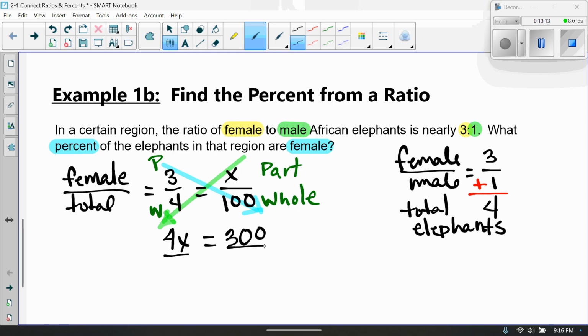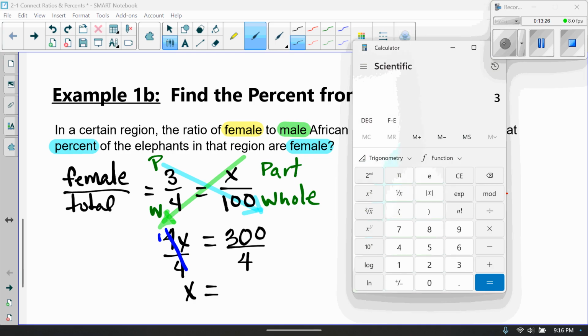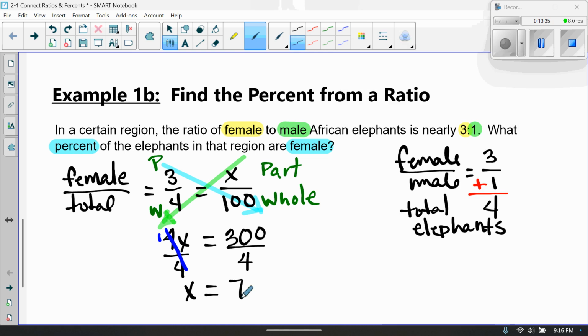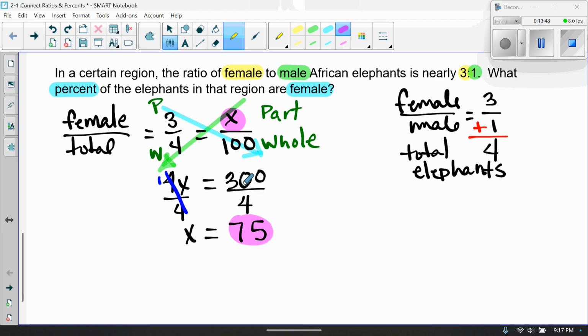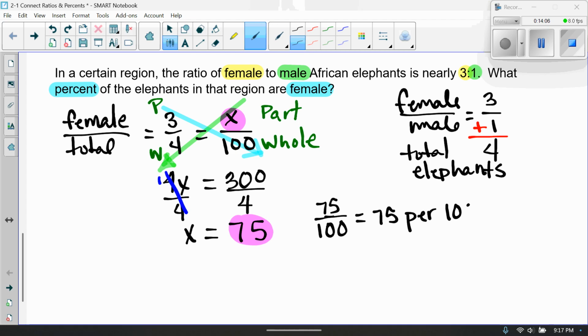And now to get the x by itself, we will divide both sides by 4. Those 4's simplify to 1. 1 times x is x. And 300 divided by 4 is equal to 75. So here, this 75 goes up there for the x, okay? Now, that's going to be 75 over 100, which is 75 per 100. And of course, remember, per 100 means percent. So this is 75% of the elephants are female.